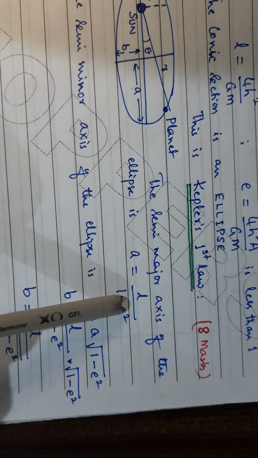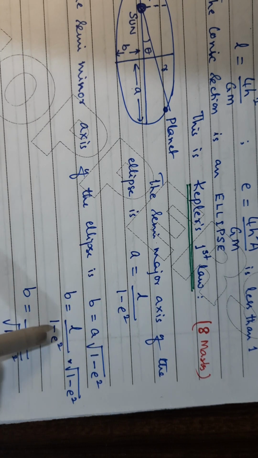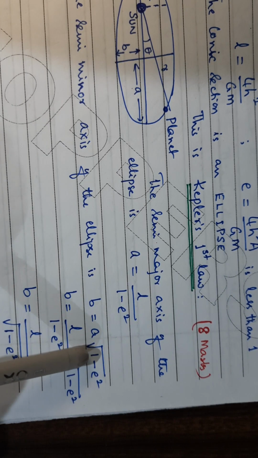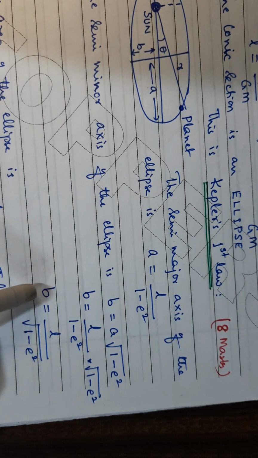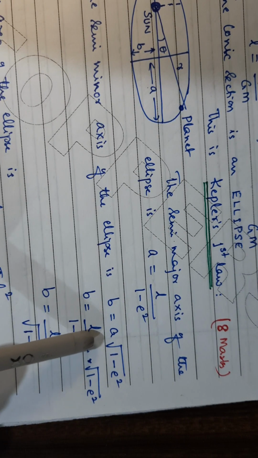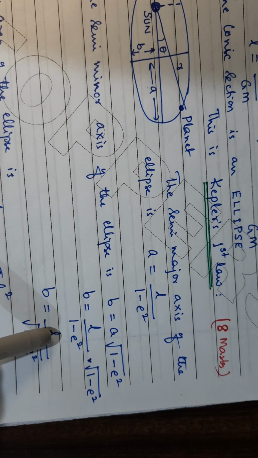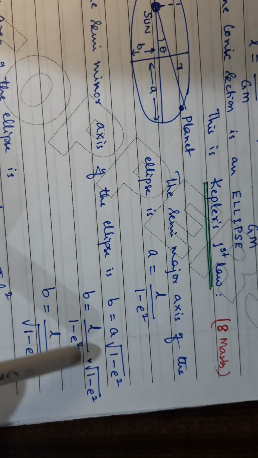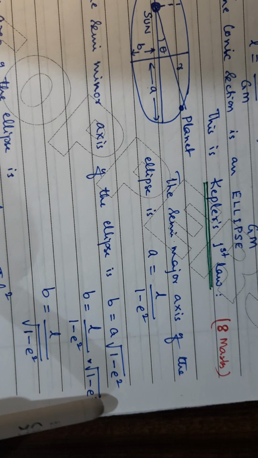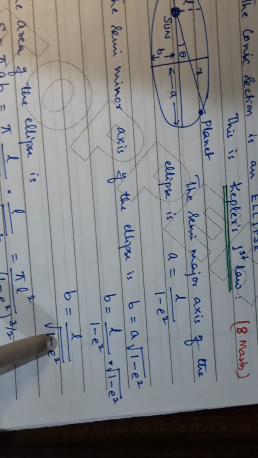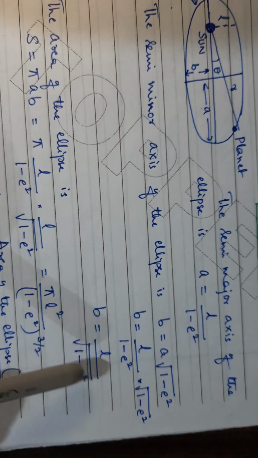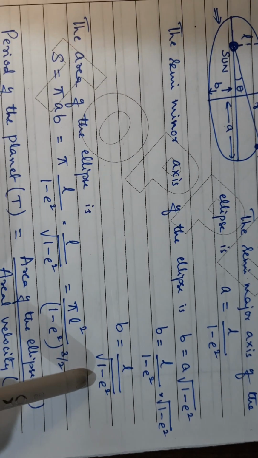A value, already you are aware of that. Substitute that A value multiplied by this 1 minus E square under the square root. Therefore, B is equal to L, as I have written, square root of 1 minus E square divided by 1 minus E square. If you cancel here, you are going to get a square root. So, B is equal to L divided by root of 1 minus E square.